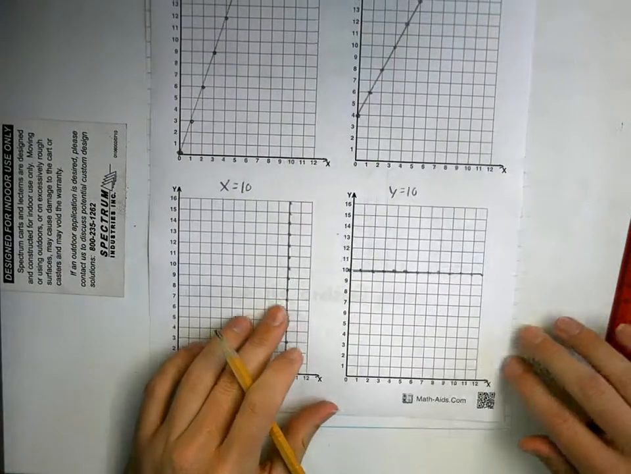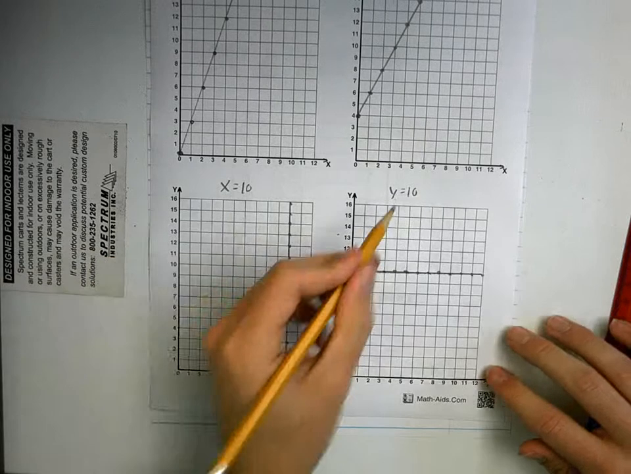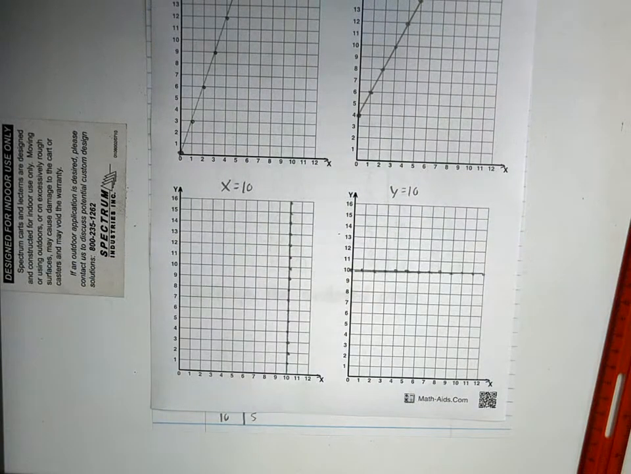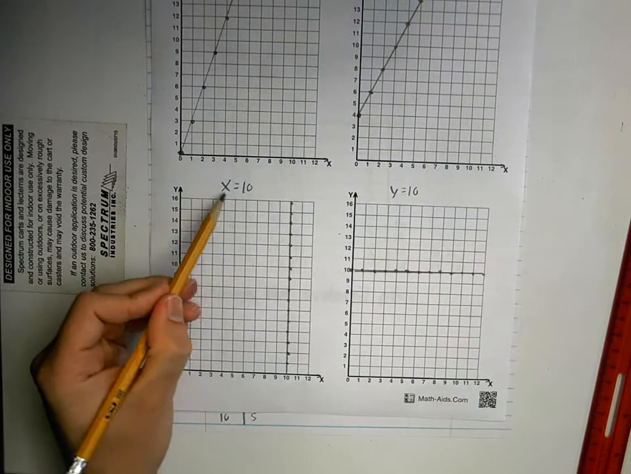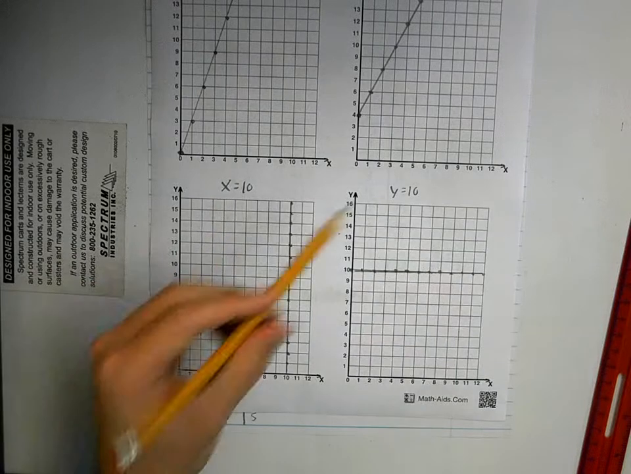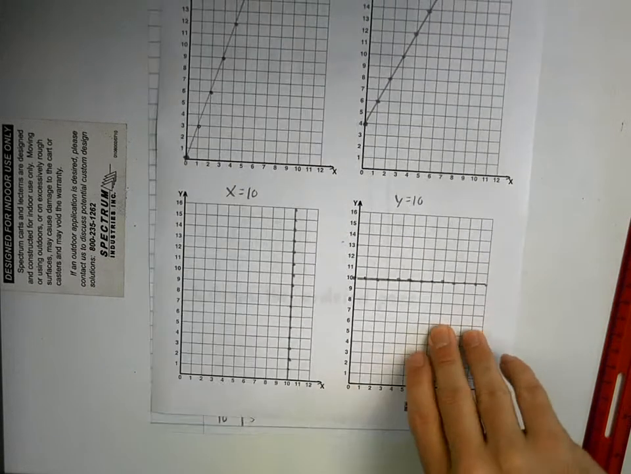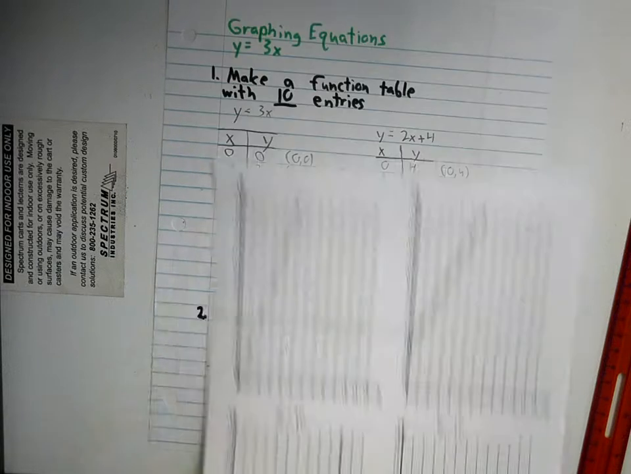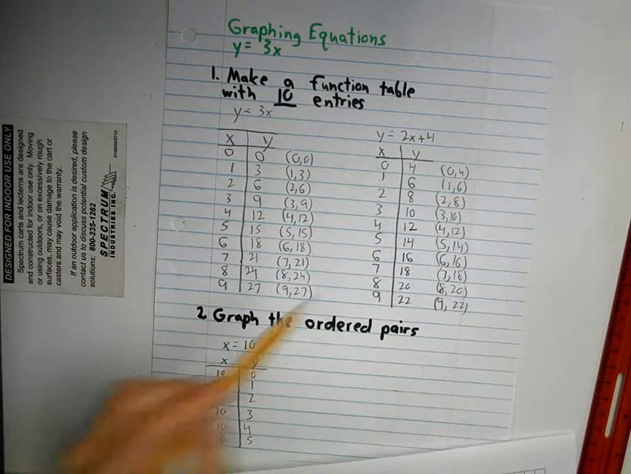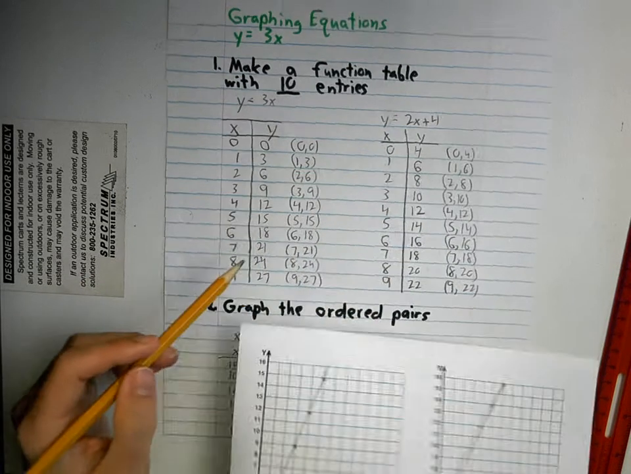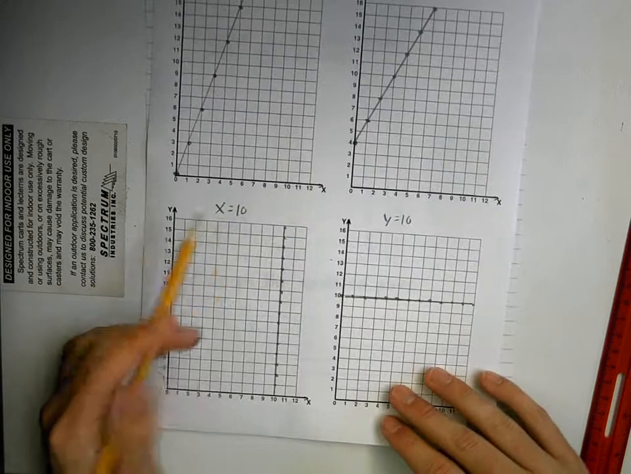Okay? So when you have an X equals or a Y equals, that's just a number. That's easy. We know it's either going to be a vertical line if X equals something, or a horizontal line if Y equals something. Okay? So when you're going to start your work, you're going to make 7 graphs. On your binder paper, you are going to make the function table with 10 entries. Then you're going to turn that into graphs.